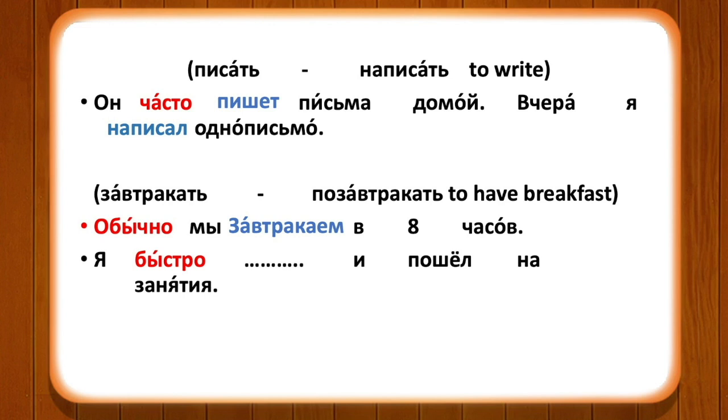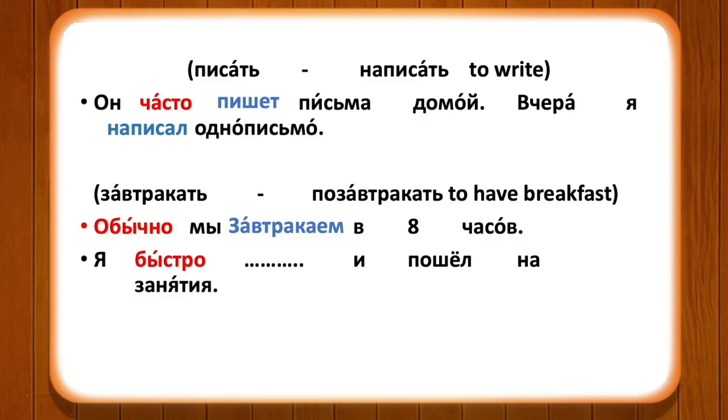In the next sentence, я быстро dash и пошел на занятия. Пошел на занятия means went for the classes. So я быстро, быстро means quickly. Here the meaning is of consecutive actions. So I had my breakfast, then I went to the class. So I finished having my breakfast and then I went to my class. So the meaning is consecutive action, which is denoted by the use of perfective aspect verb.